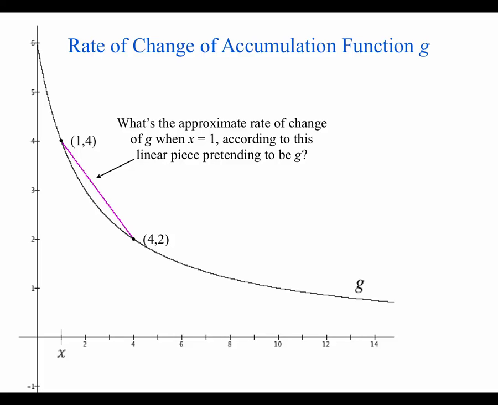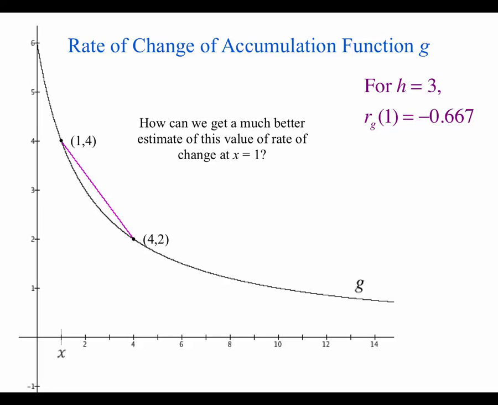What'd you get? I heard lots of negative 2/3. And this is for h equals 3. At x equals 1, h equals 3, you get negative 2/3. Okay, so what we really want, though, is a much better estimate of this value of rate of change at x equals 1.